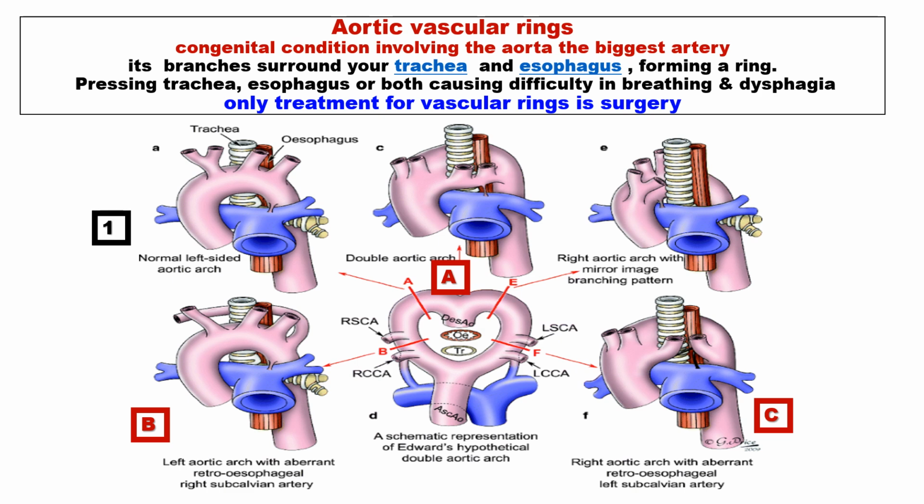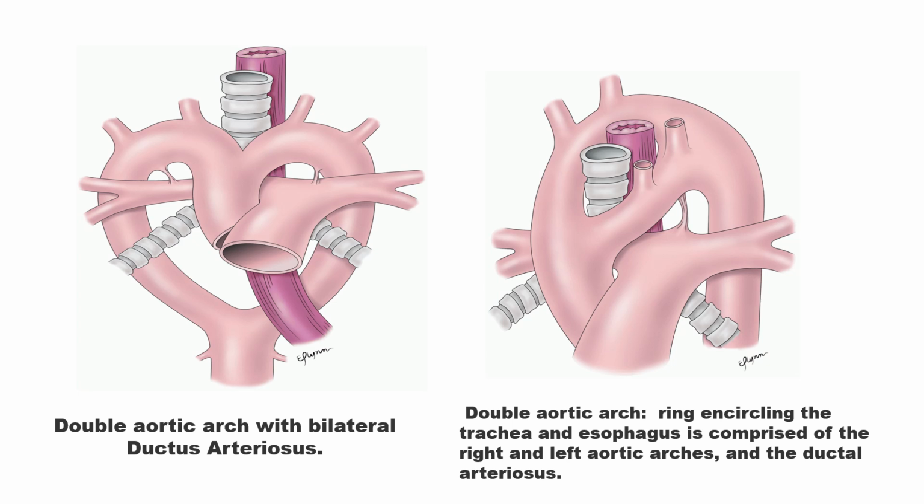Normal left-sided aortic arch, and normal right aortic arch, which is a mirror image. Double aortic arch with bilateral ductus arteriosus. Double aortic arch forming a ring encircling the trachea and esophagus and the ductus arteriosus.